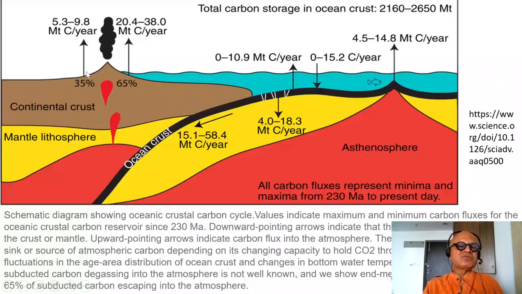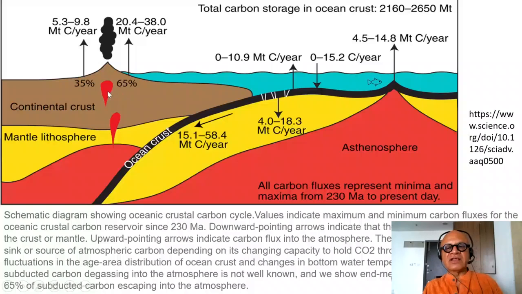So these are the numbers we are looking at: 5.3 to 9.8 million tons of carbon per year going from continental crust to the atmosphere. This is for 65. When you assume 35% degassing versus 65% degassing, obviously you get very different numbers. The mantle and lithosphere may also get some CO2 fluxes from the ocean crust.